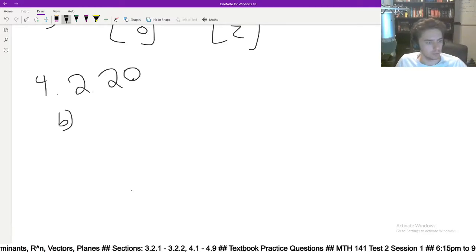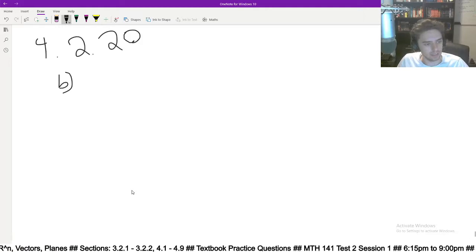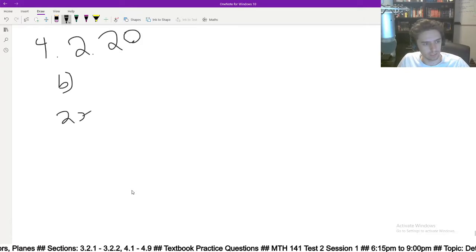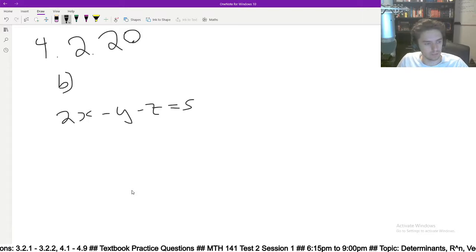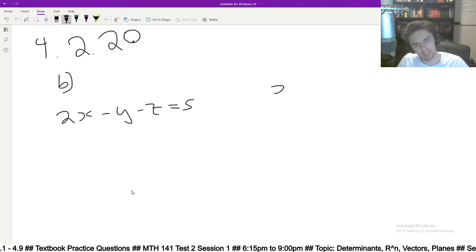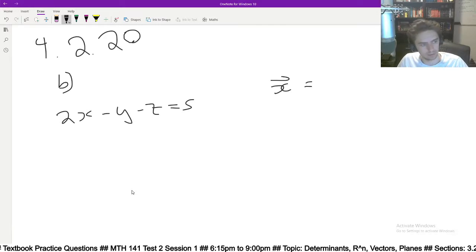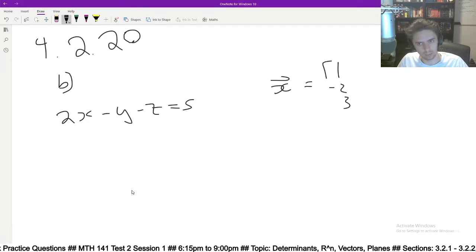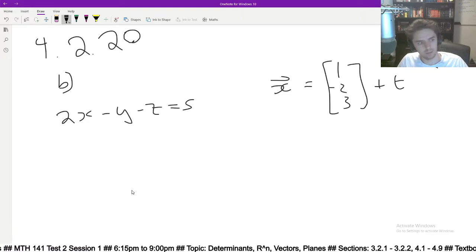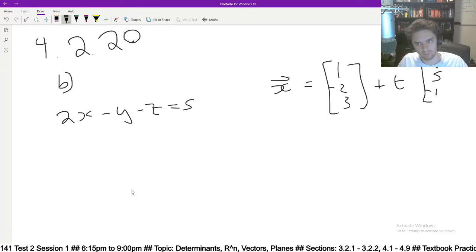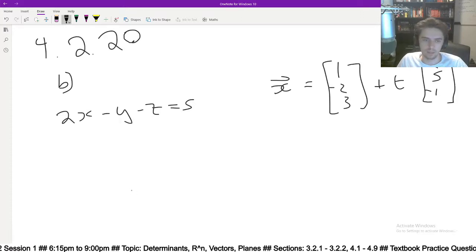So 4.2.20b is saying, in each case, find all points of intersection of the given plane, and this is the given plane, and the line. (x, y, z) is equal to (1, negative 2, 3) plus t times (2, 5, negative 1). Okay. So one thing we should check.